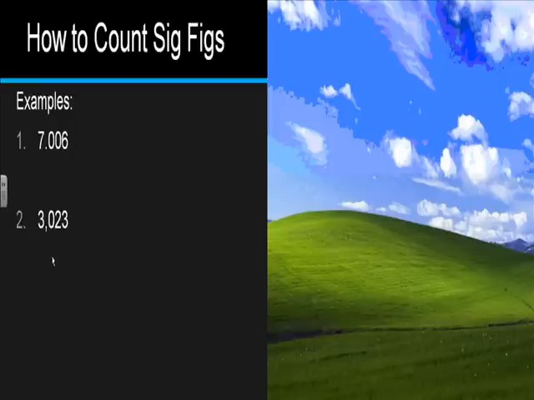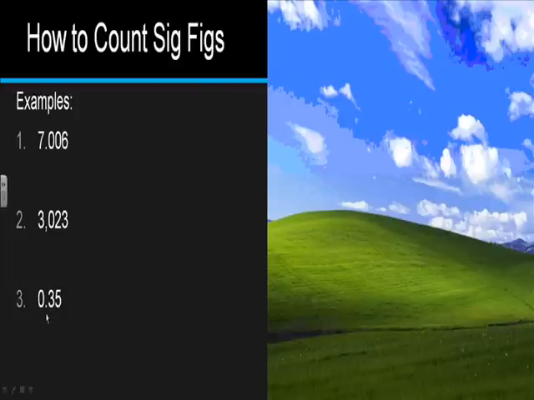Your second example is 3,023. There are no decimals present. They're absent. We can't see them. So we start on the right-hand side of the number and we start counting with the first non-zero. 1, 2, 3, 4. There are 4 significant figures. Remember, once you start counting, you never stop.